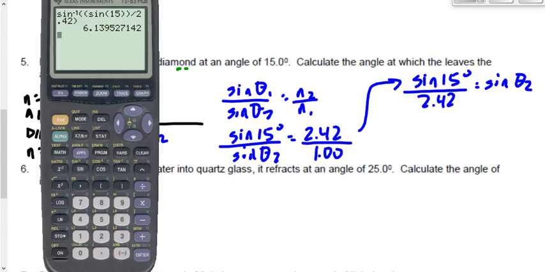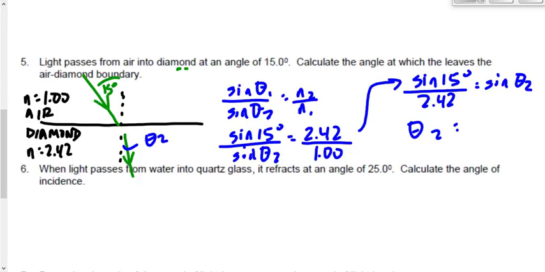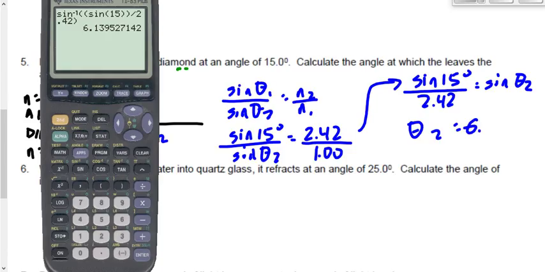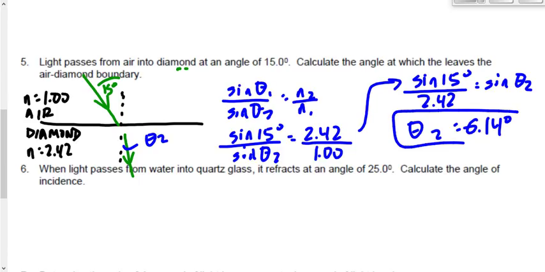6.1 degrees. Anybody else get that? 6.1 something degrees. 6.14 degrees. So yeah, our angle was quite a bit different, right? It went from 15 to 6. We got such a big difference in angle because we had such a big difference in index of refraction from medium 1 to medium 2.